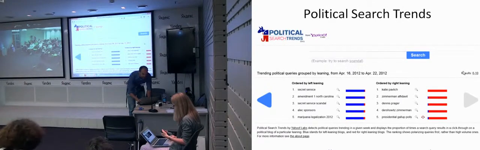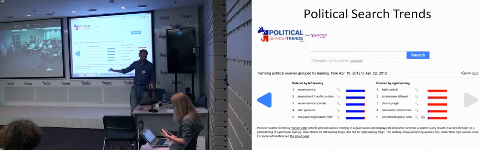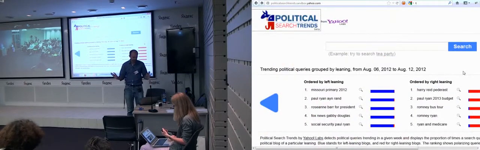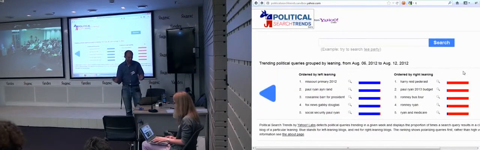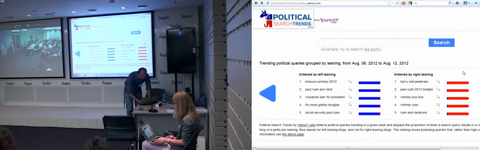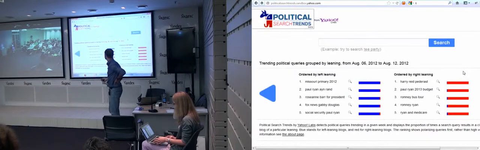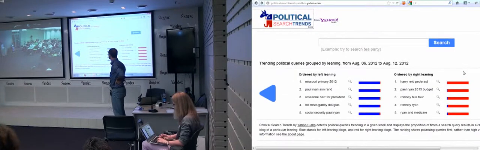This is a public tool that you can go to. It's called Political Search Trends. Maybe don't go to it now and try to bring it down. It's reasonably robust, but against some really hacky queries, who knows what will happen. So what does this tool try to do? It tries to show you web search queries for the US market, categorized into leaning.